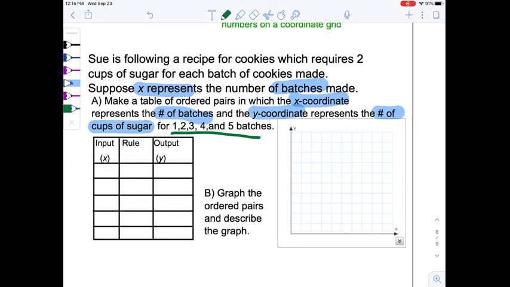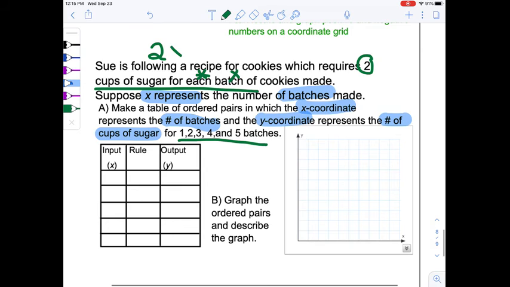So our rule here, we know it's 2 cups of sugar for each batch. Each is multiplication, and our batches are going to change, so that's going to be our x. So our rule here is 2x. So we can fill in 2x for our rule. And then we have our batches is our x, and we know there's 1, 2, 3, 4, and 5 batches. So we can fill in those for our x values. Then we can plug those x values into our rule and solve for y.